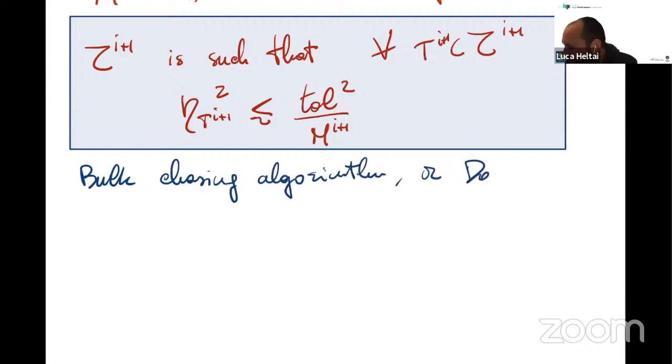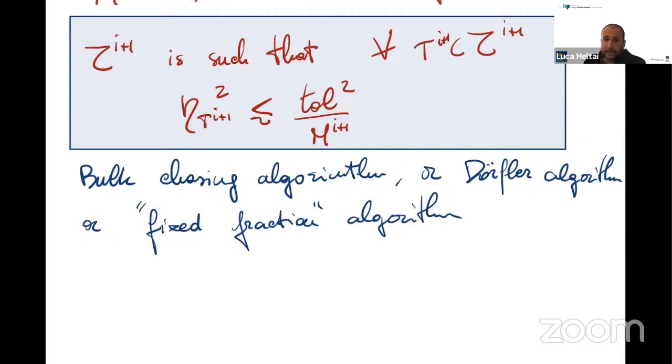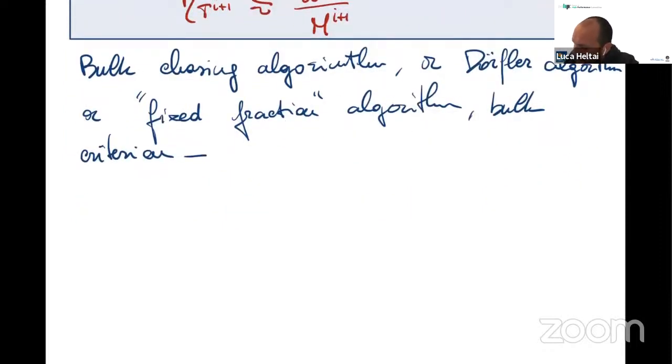Or Dörfler algorithm, or fixed fraction algorithm. These are all different names for that. So fixed fraction is the name that is used in the library itself. Okay, so bulk criterion is also another way to call this. Okay, so the bulk criterion is the criterion.